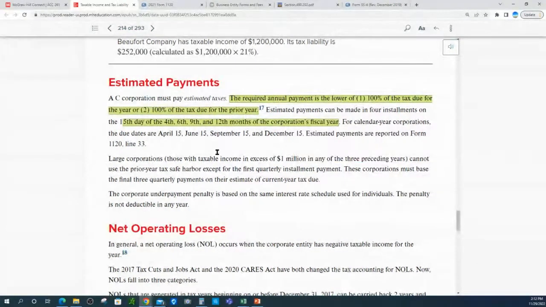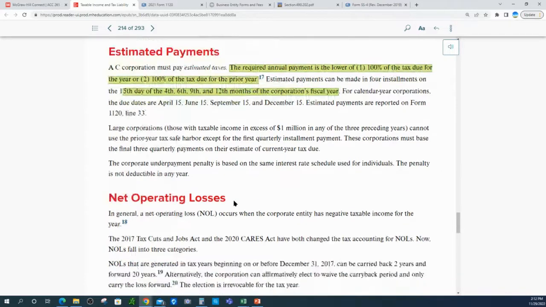Fourth, so again, it's not really quarterly because the 4th and the 6th, that's 2 months in between. And 9th and 12th, well, I guess that's 3 months. But 12th and 4th is 4 months in between. So they are required to make those payments.